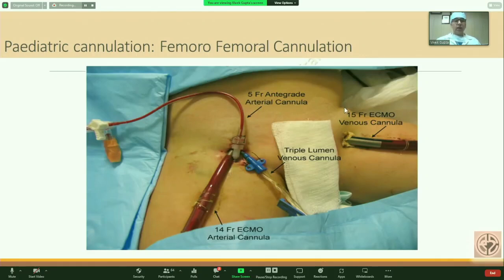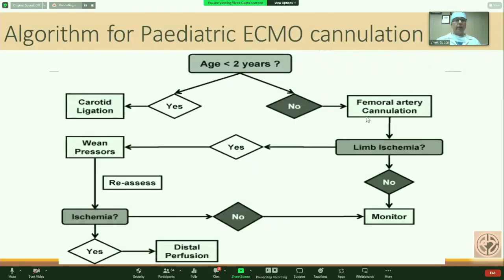You can see this is the femoral artery and this is the distal perfusion cannula, and you can see that a 15 French venous cannula has been placed in the left femoral vein. So for pediatric cannulation, if the age is less than 2 years, we can do carotid cannulation and internal jugular cannulation. If the age is above 2 years, we can try femoral artery cannulation, but you should be very careful about limb ischemia.